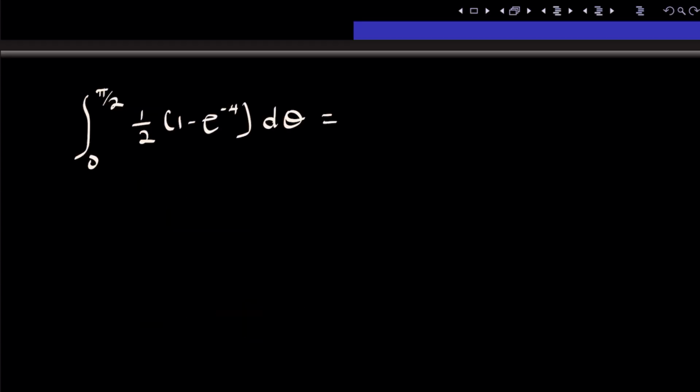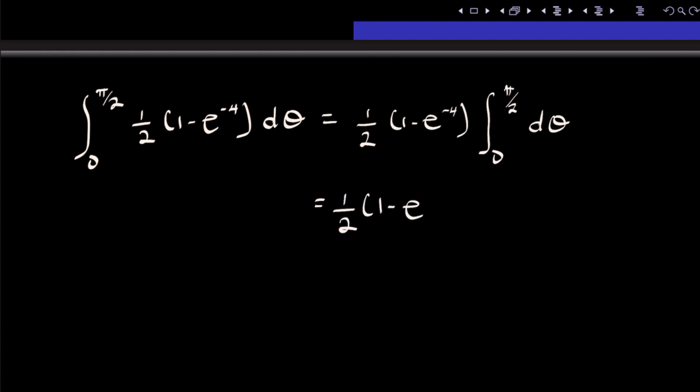So now here we should note that this is a constant, right? Since the integral operator is linear, we can factorize the constants out. So that's going to give us 1/2 (1 minus e^-4) out, then the integral from 0 to pi on 2 of d theta. Thus we are going to have 1/2 (1 minus e^-4) theta from 0 to pi on 2.